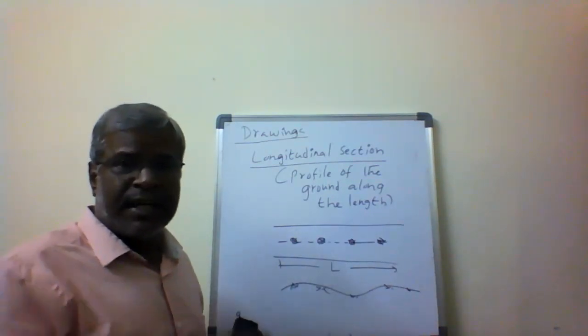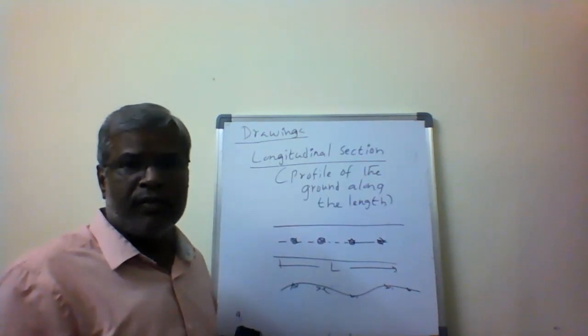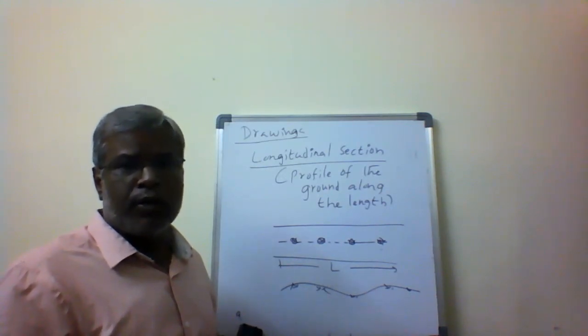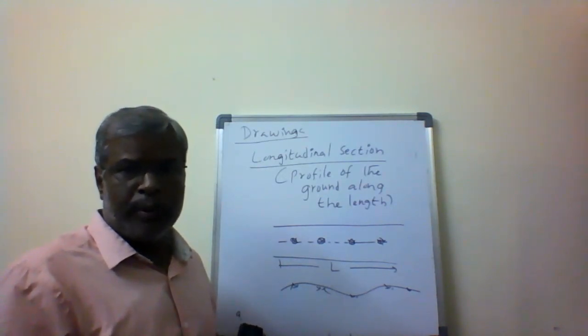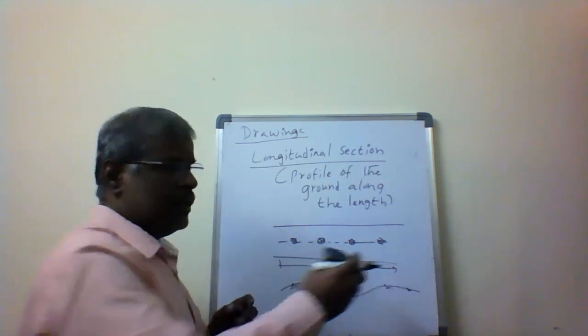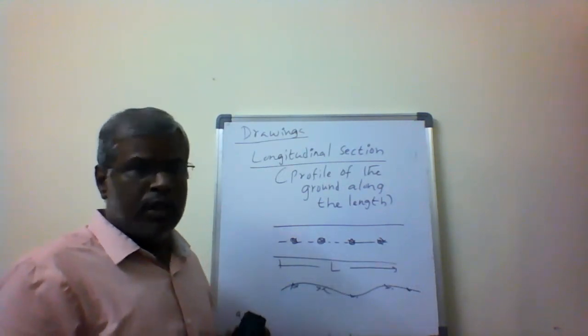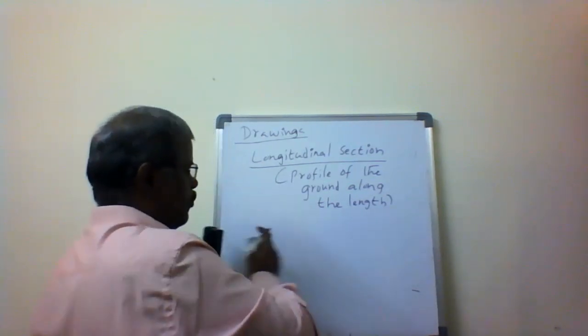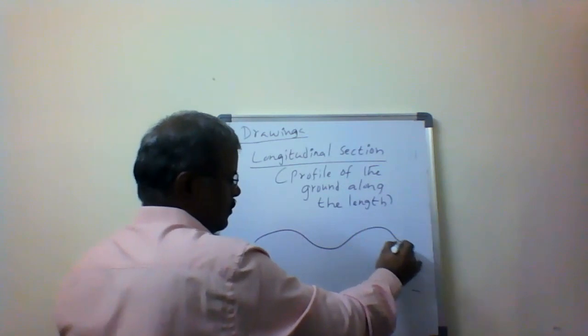Taking the levels along the center line of the road. We are going to be taking the levels along the center line of the road. From that, we are going to be preparing a longitudinal section, so we can get the profile of the ground. From this, the profile will be coming like this.